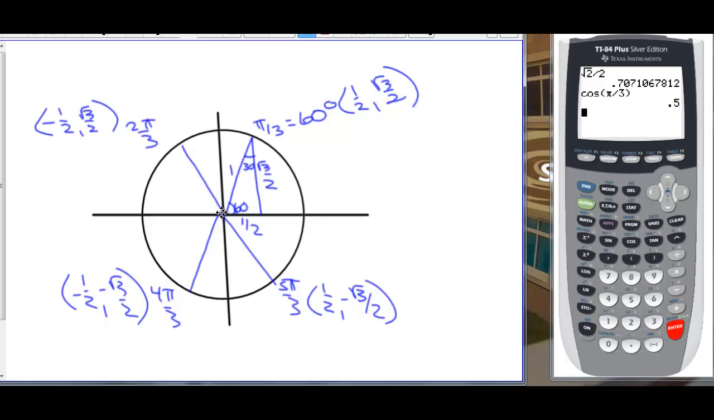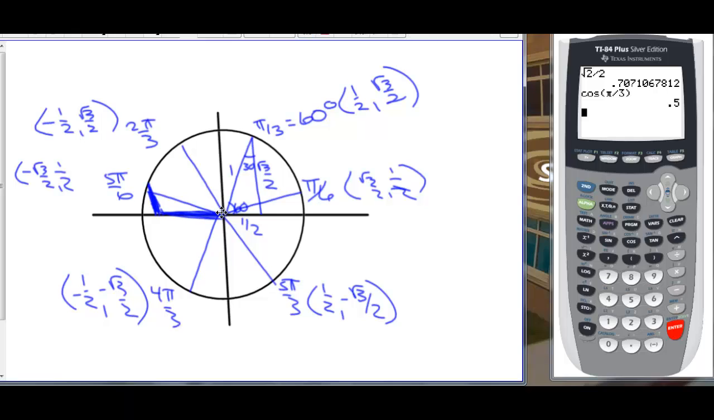Now with the pi over 6s, I forgot to do that. Here's pi over 6, or 30 degrees. It's square root of 3 over 2, 1/2. Over here is 5 pi over 6. That's negative square root of 3 over 2, 1/2. Always try to find the 1/2. If this is the longer one, that's the square root of 3 over 2. If this is the shorter one, that's the 1/2.